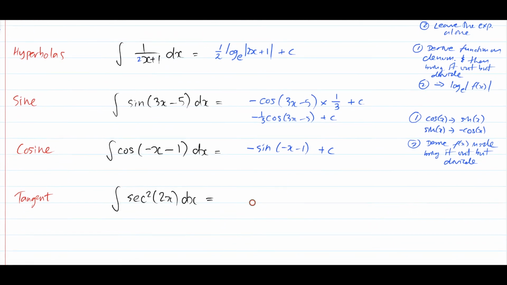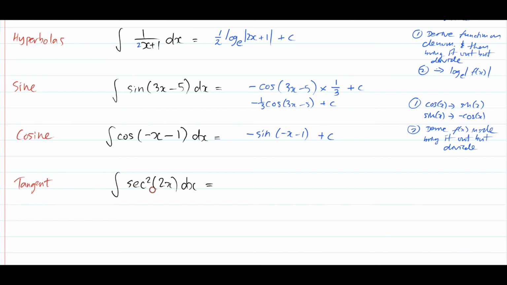On to our last one, the tangent. I haven't written a tan x here, I've written the antiderivative of sec squared 2x, and why is that? Because if I derive tan, what do I get? Sec squared. So if I anti-derive sec squared, I should get tan. So in that case, our answer here should be tan. You leave the function the same, but make sure you derive the function on the inside, which we get 2, and you bring it out. But when you bring it out, you divide it, okay? And then put a plus c.